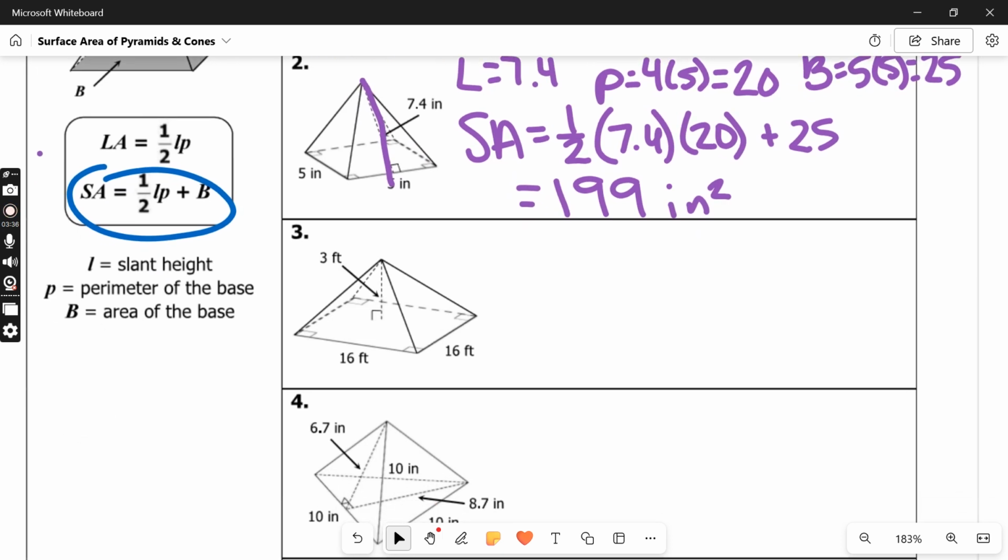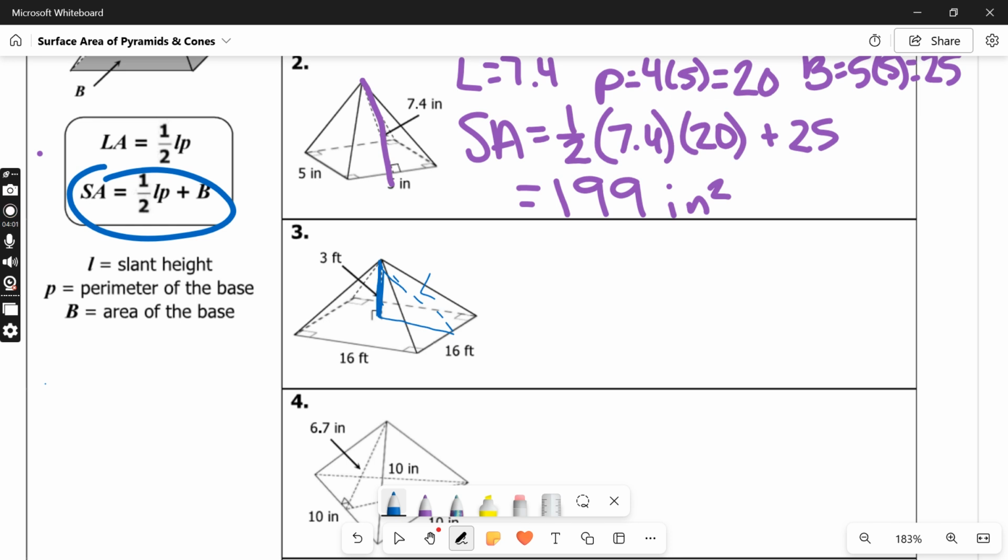Alright, this problem is a little bit different than our previous problems. It's still got a square base, which is great. However, it did not tell us what this lateral height right here is. It told us the actual height of the pyramid. So what we're going to do is we're going to do Pythagorean theorem to find that lateral height.